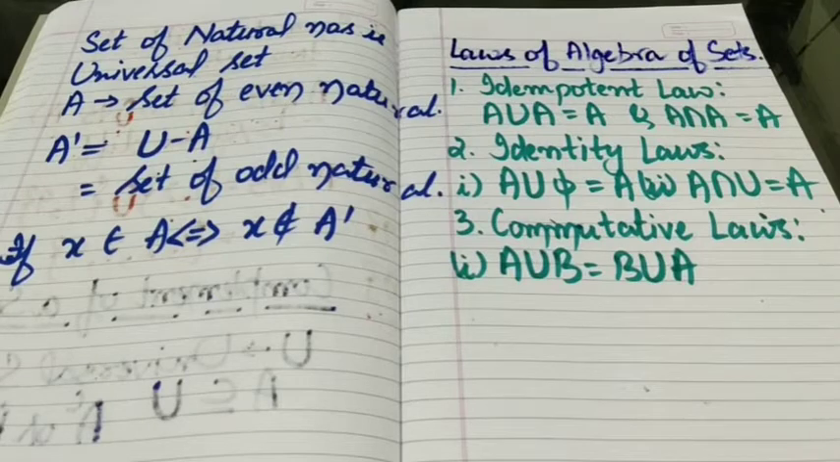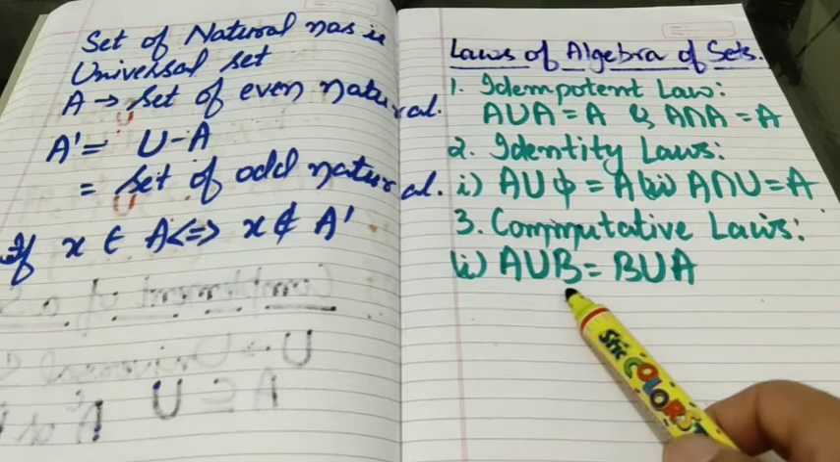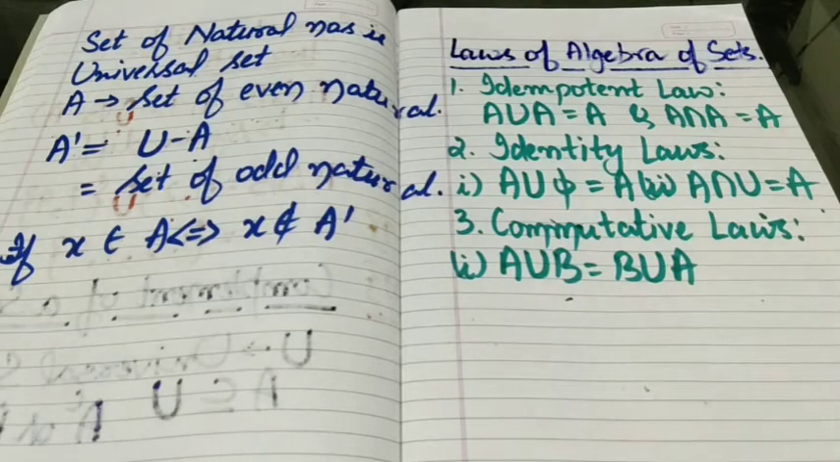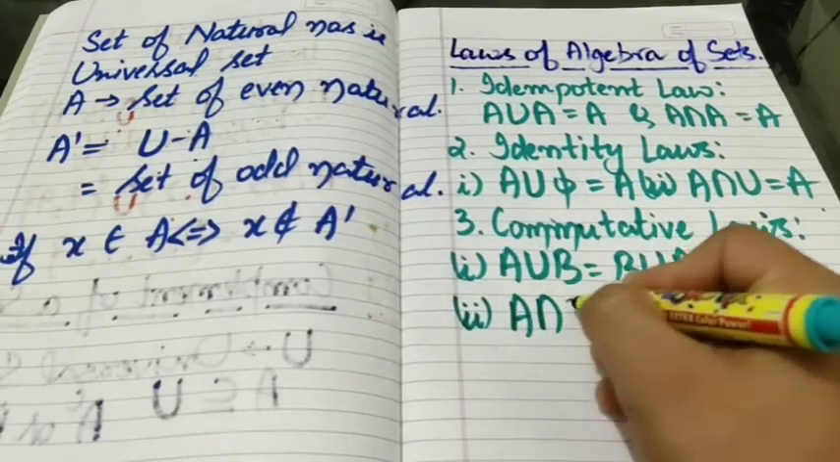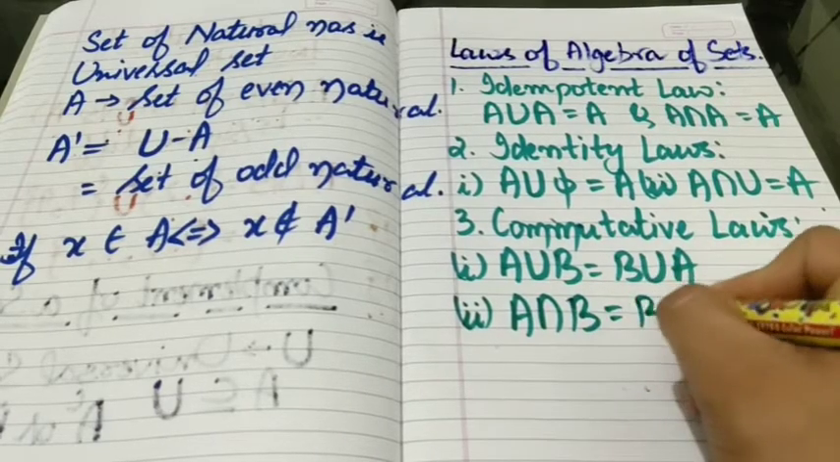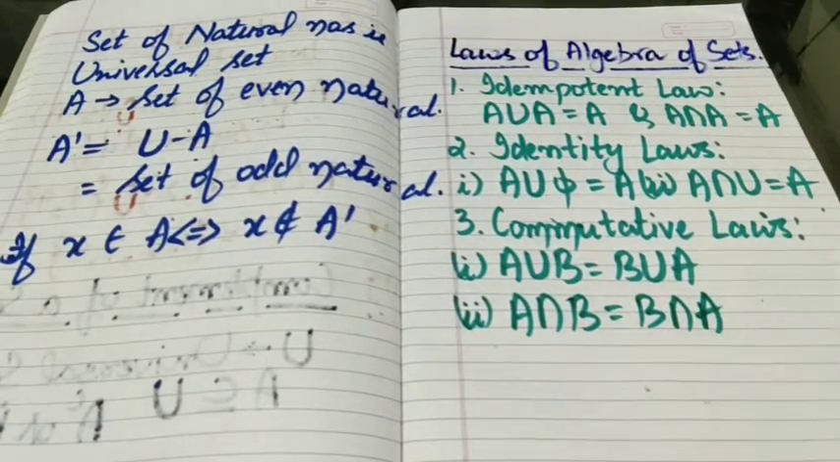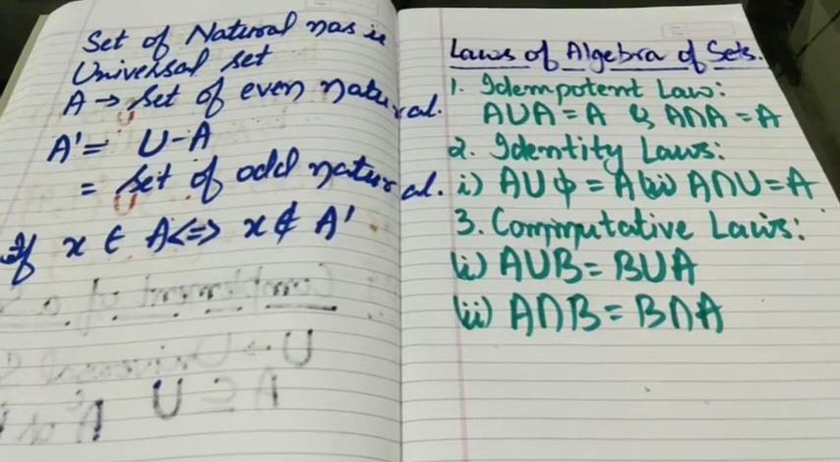Next we have the commutative laws. Again we have two laws, one for union and the other for intersection. If we have two sets A and B, then A union B equals B union A. It means union is commutative. In the same way, set A intersection set B equals set B intersection set A. So union and intersection are commutative.